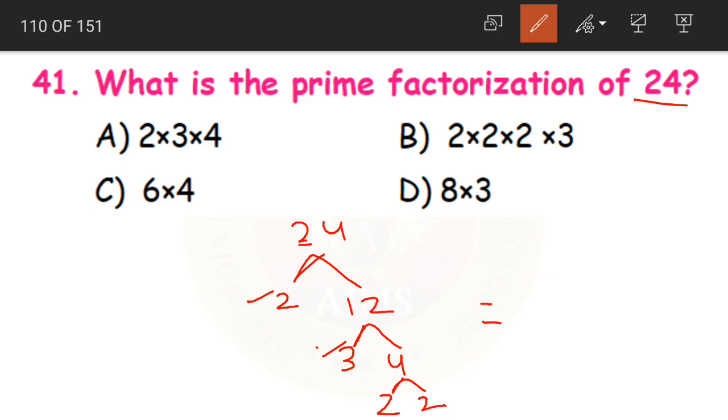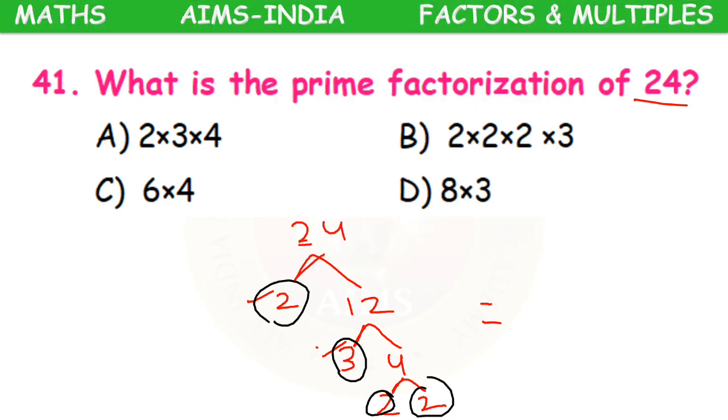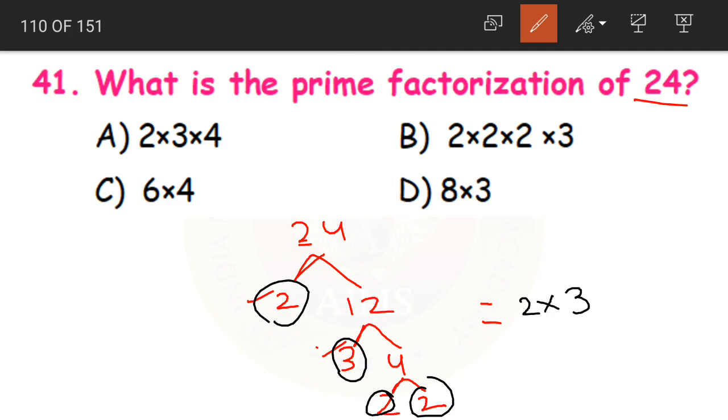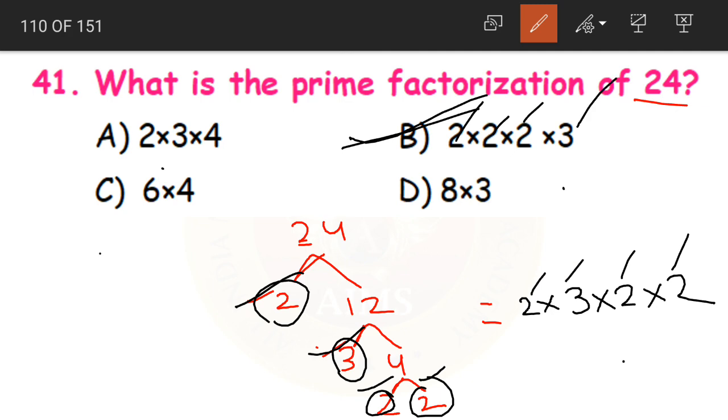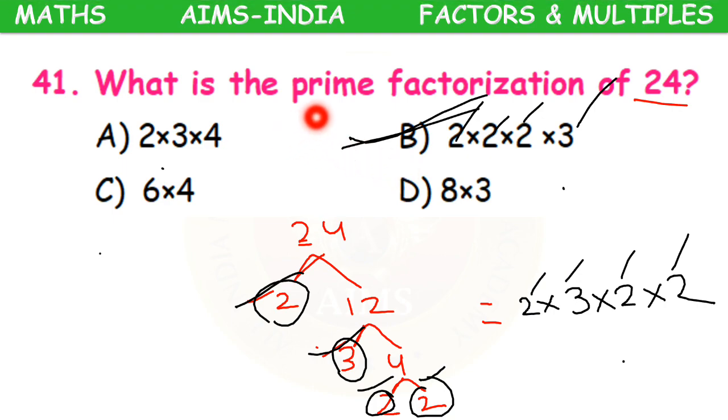Now we are left with all prime numbers. What should we write? 2 into 3 into 2 into 2. What is the prime factorization? 2 into 3 into 2 into 2. Only pick up the prime numbers from the given factor tree. Now which of the options is matching this? Option B. We are having 3 2's and 1 3. That will be our prime factorization of 24. Yes, it is clearly mentioned prime factorization. We need to write only the prime factors. We cannot write any composite factors such as 4 or 6 or 8 children.